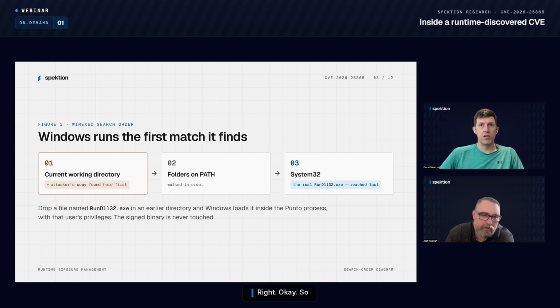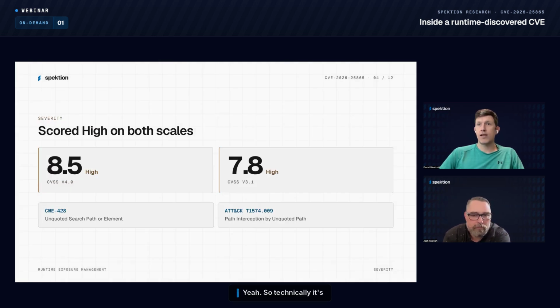Right. Okay. So the attacker never really needs to touch the real program itself. No, not at all. They don't have to touch punto.exe. It's a signed file, so there won't be any manipulation of the actual application itself. It'll just call rundll32.exe with the parent process being punto.exe. Got it. So is this more of an unquoted, I guess, search path issue? Yeah, so technically it's CWE-428. So it's unquoted. A lot of times it's called unqualified because the developer doesn't specify the path location.